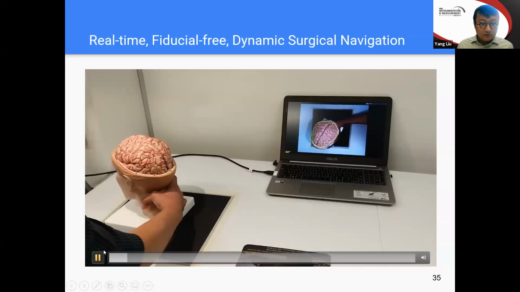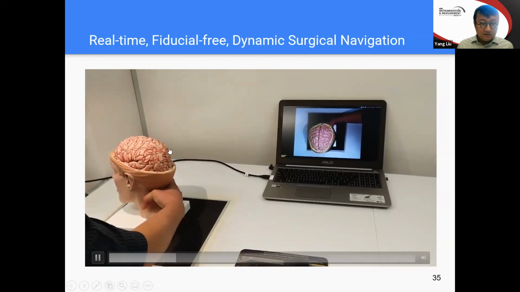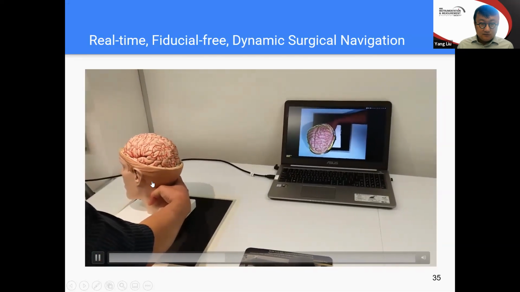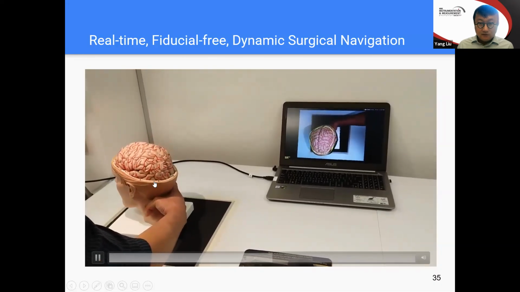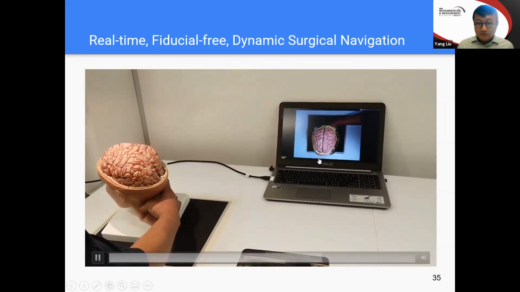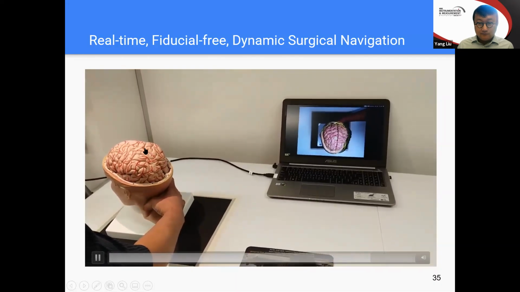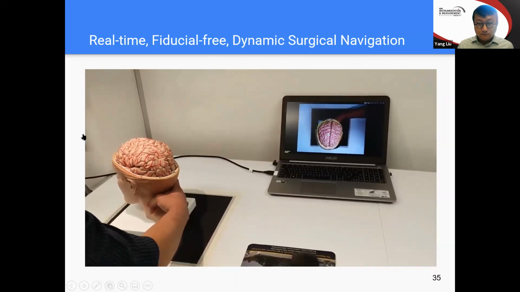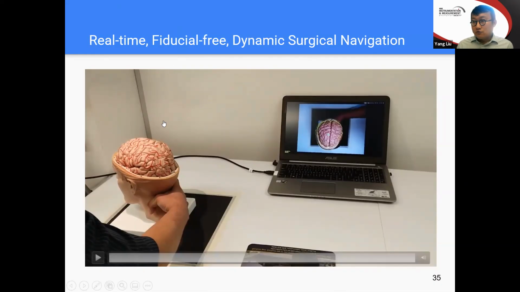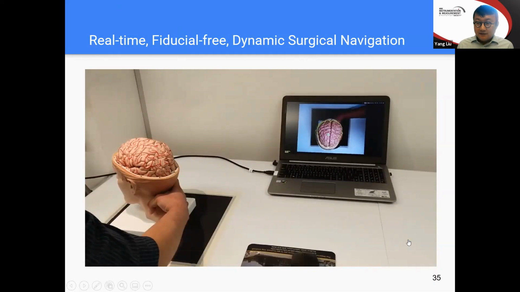Here's another video. Here's the testing phantom. You could see the surgical navigation is being updated in real time. And one of the beauties of the system is that we don't need any fiducials. The whole system is fiducial free. We're using computer vision for image registration instead of using markers and fiducials.